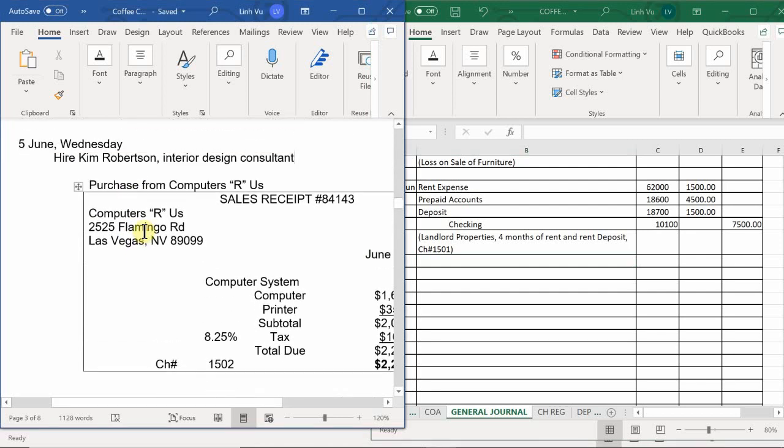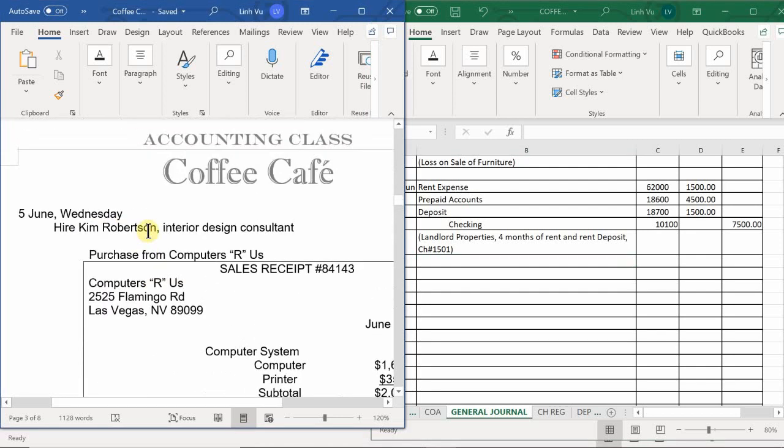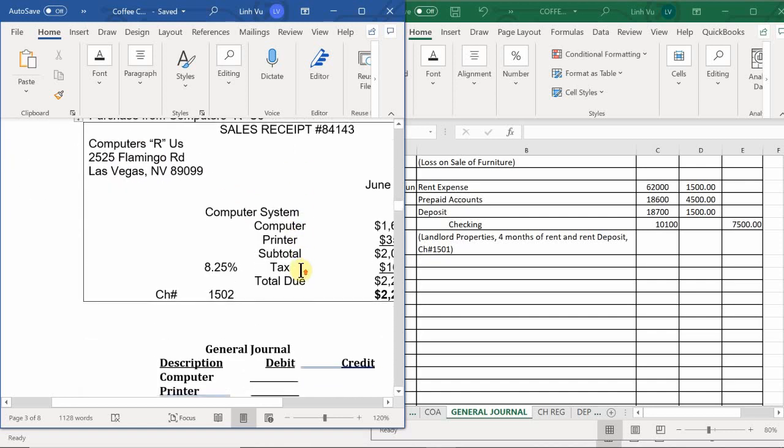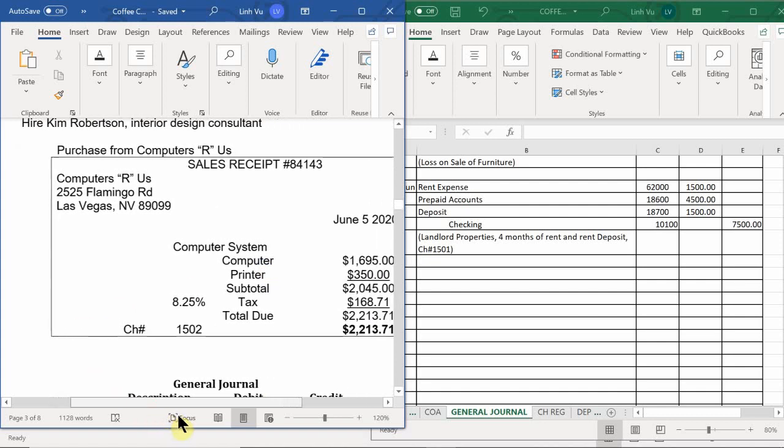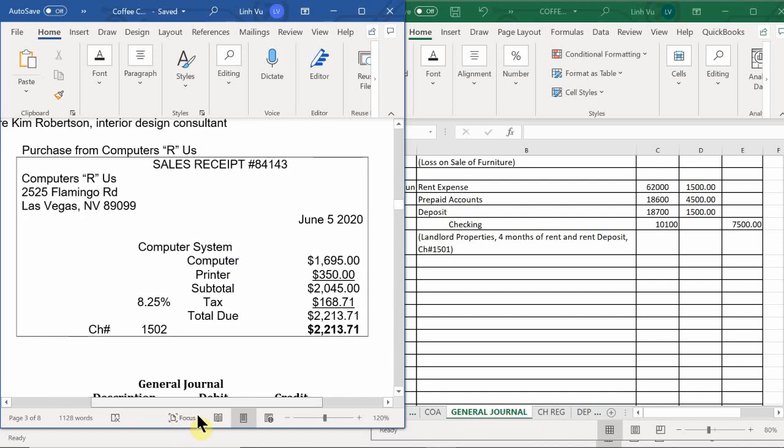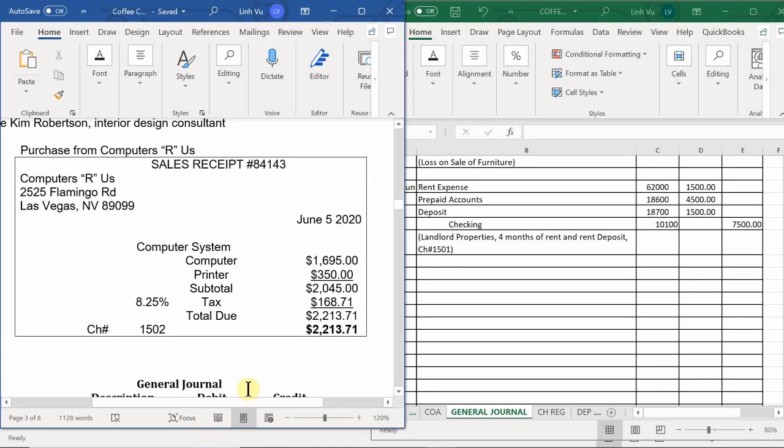So let's see what happened here on the 5th. We went to the store Computers R Us because we needed to buy some kind of system to be able to print out invoices and stuff for our customers, and to do our accounting behind the scenes. We need a computer to keep our track records. So we went to the actual store, and here is the receipt that we purchased.